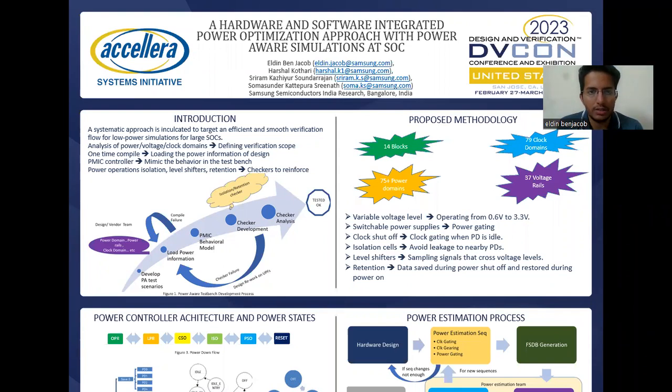I am here to present on the topic: a hardware and software integrated power optimization approach with power aware simulations at SOC level. New age chips come with multiple power domains and different power rails. The different power rails are connected to the different voltage domains. That is, some might be connected to 3.3 volt, some might be connected to 0.6 volt, etc. So this helps in the reduction of power consumption of the chip.